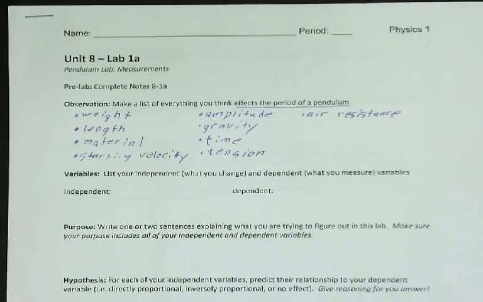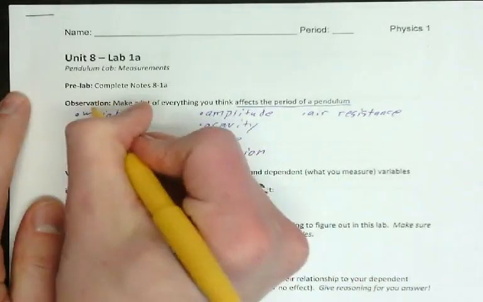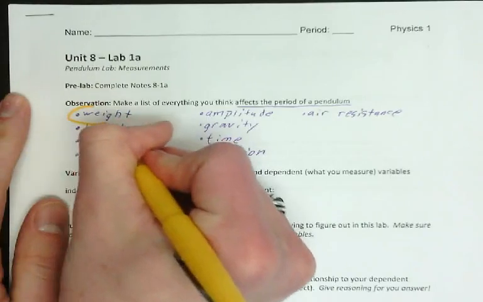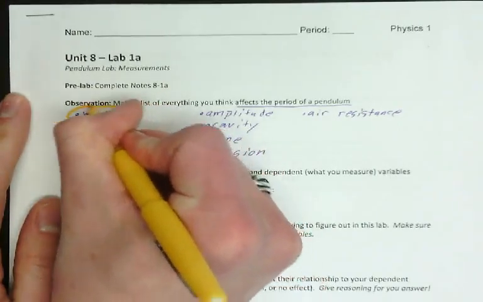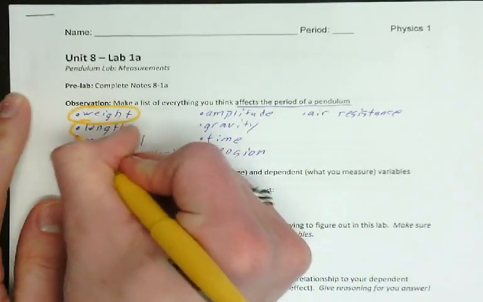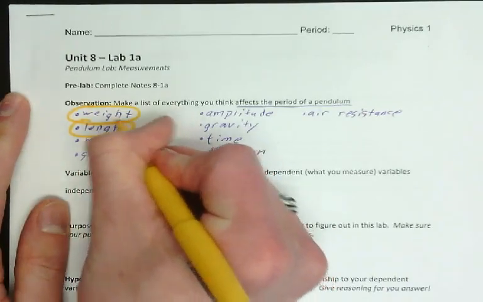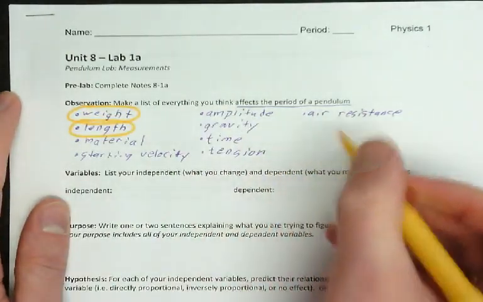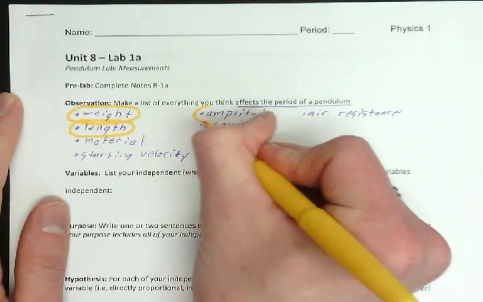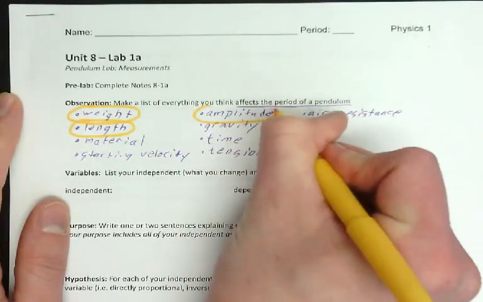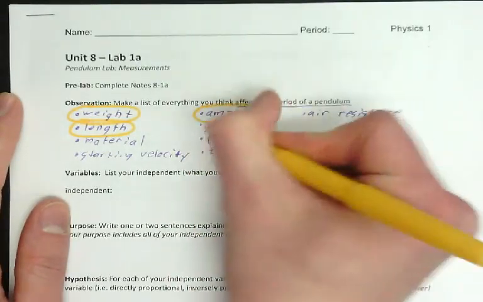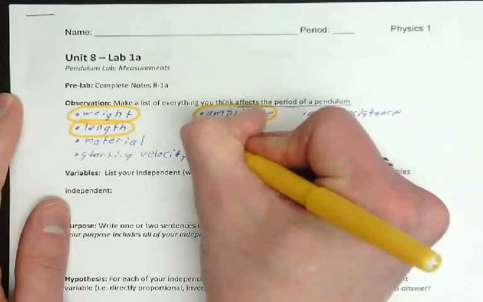So we are going to do the following ones. We're going to do weight. We're going to do length. We're going to do amplitude. And we're going to talk about gravity.